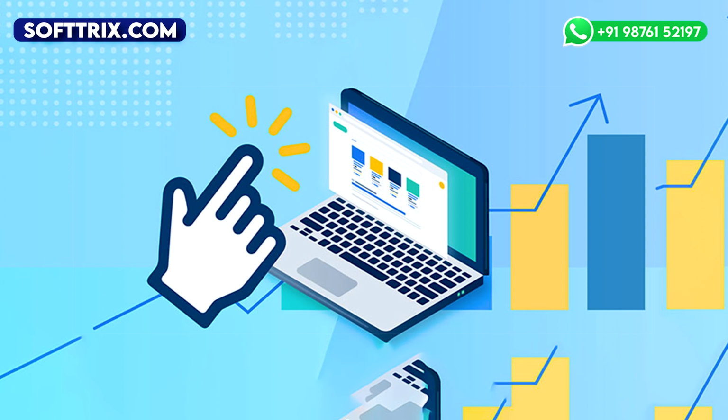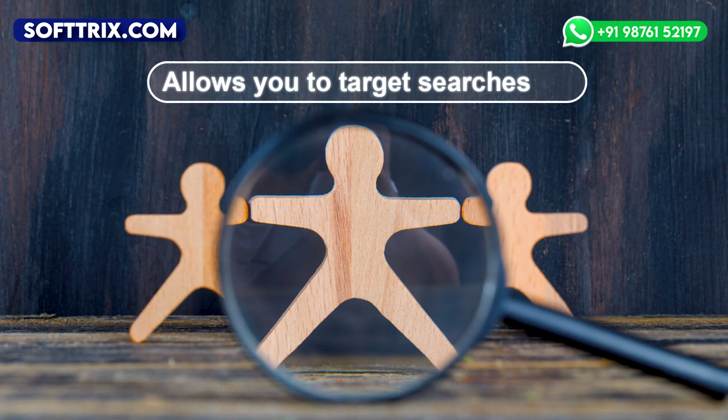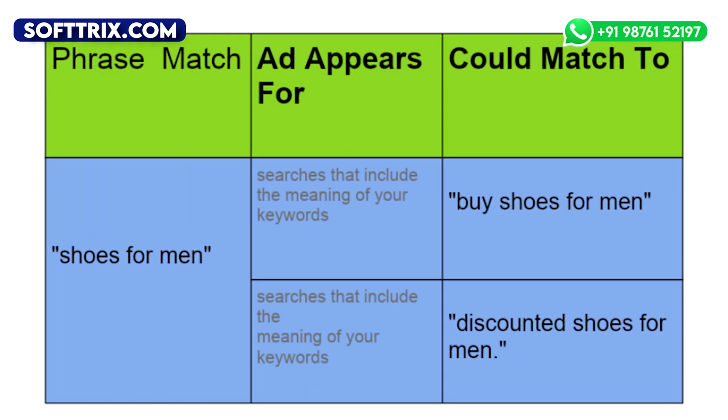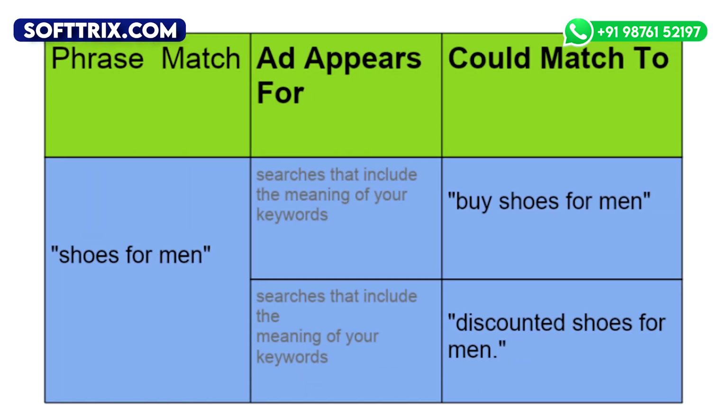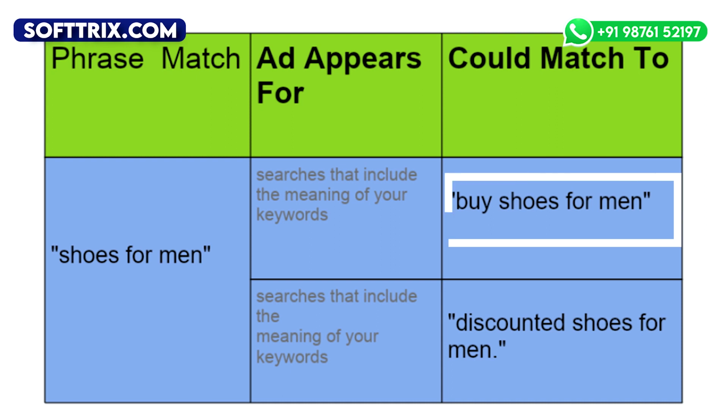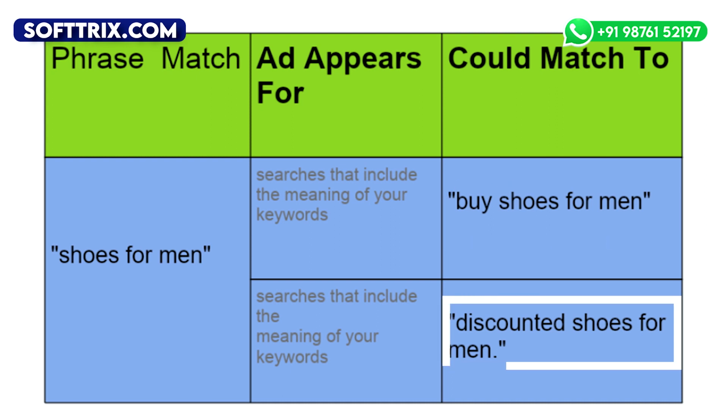The next match type is the phrase match. To avoid some of the irrelevant clicks, we have the phrase match. This match type allows you to target searches that include your keyword as a phrase or a close variation. For example, let's use the same keyword shoes for men in phrase match. Your ad will appear for searches like buy shoes for men or discounted shoes for men. Phrase match gives you more control over the ad's relevancy while still casting a wide net.